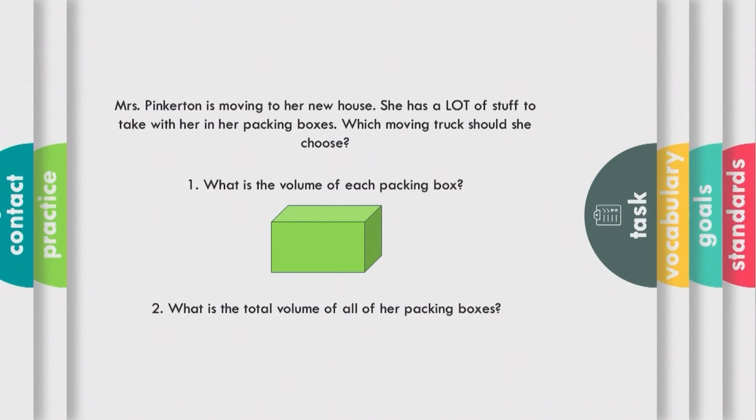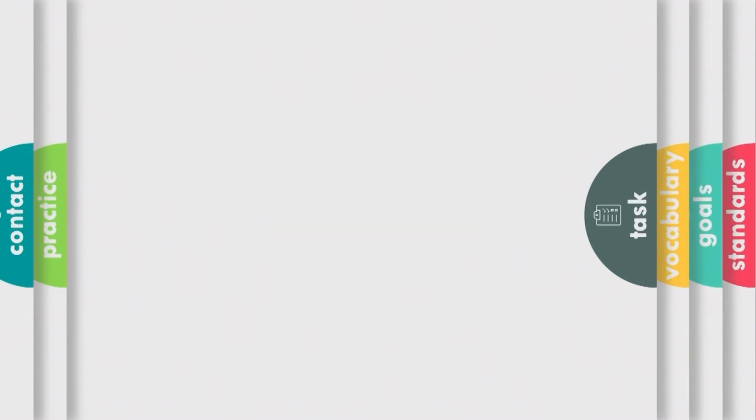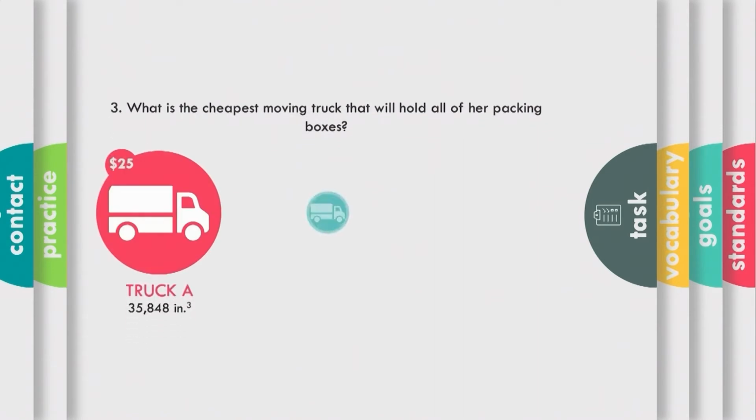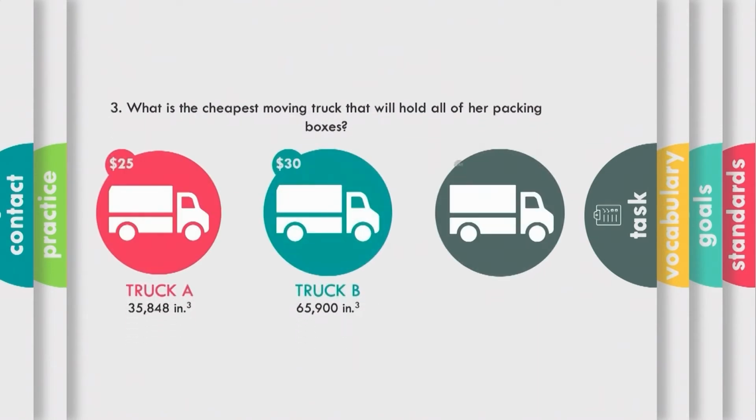Okay, so these are the 2 questions that I need to answer. What is the volume of each packing box? And what is the total volume of all of the packing boxes? Once I answer those 2 questions, I'll be able to answer this big question. What is the cheapest moving truck that will hold all of my packing boxes?